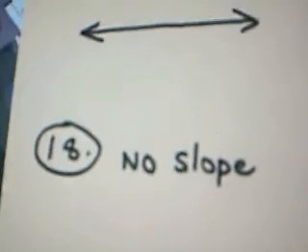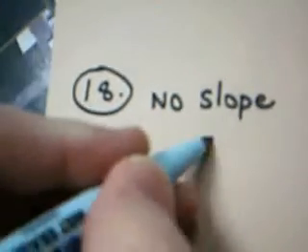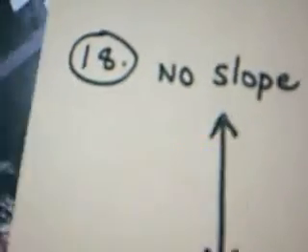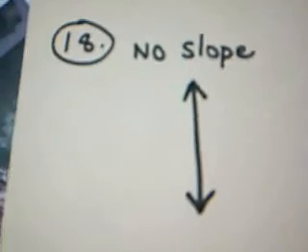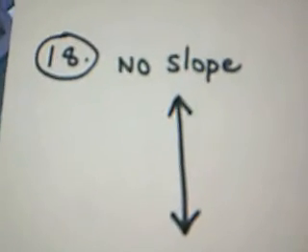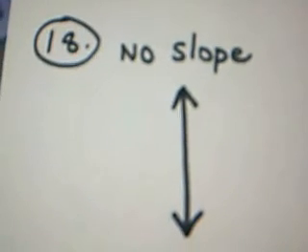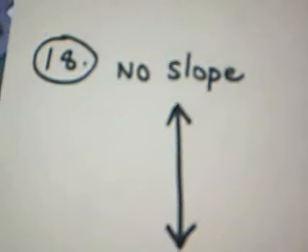Now, question number 18 asks to draw a line that has no slope. Sometimes no slope also means undefined slope, and that line would be a perfectly vertical line. The reason this line has no slope, a gut level reason, is you couldn't just walk straight up this line. That would be impossible to do.